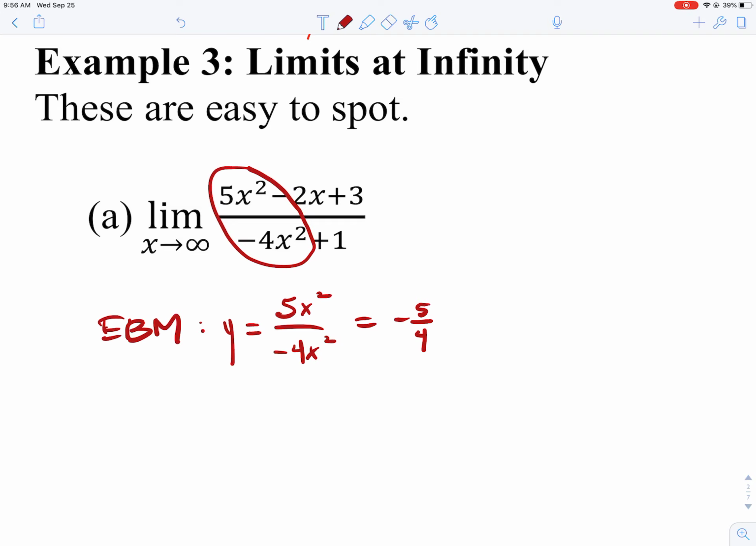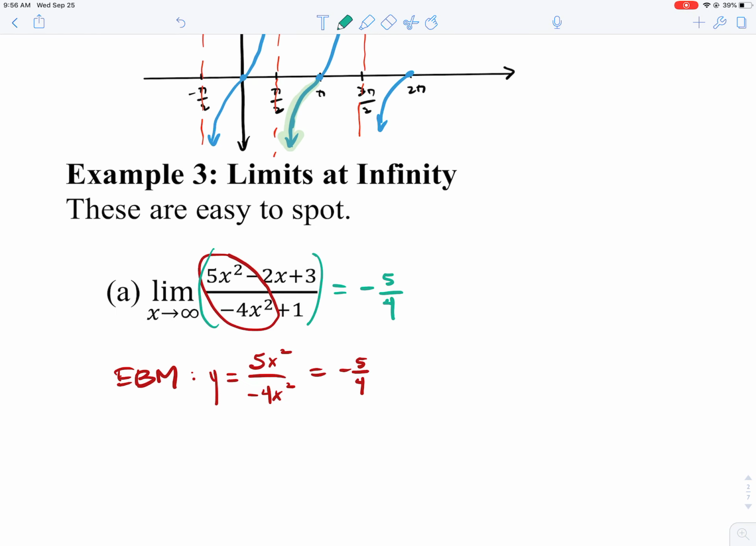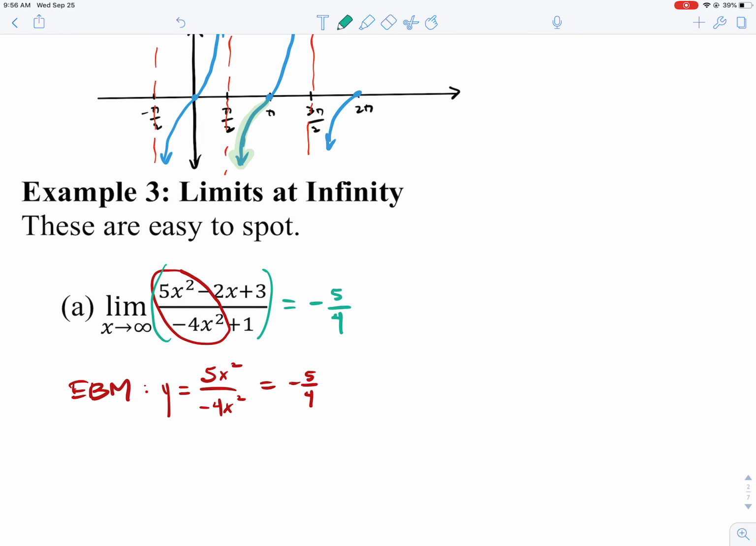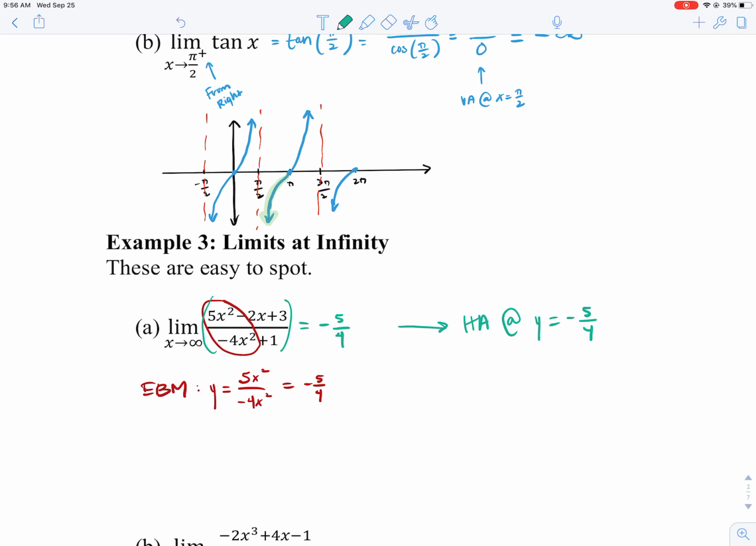So that's just a horizontal line. Now, when we think about taking the limit as x approaches infinity of this complicated rational function, we know it has the same end behavior as the horizontal line y equals negative 5/4. So therefore, this limit will be equal to negative 5/4. And just as an extra piece of information, remember by definition, there's also a horizontal asymptote at y equals negative 5/4.